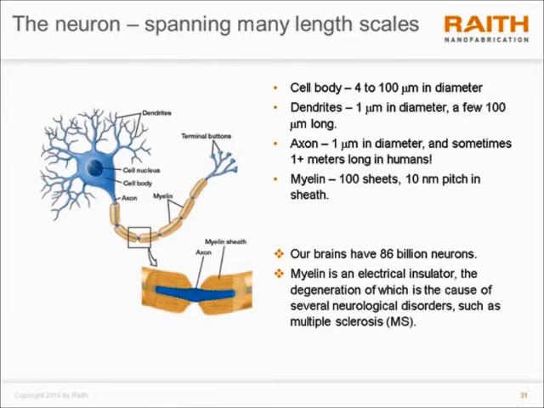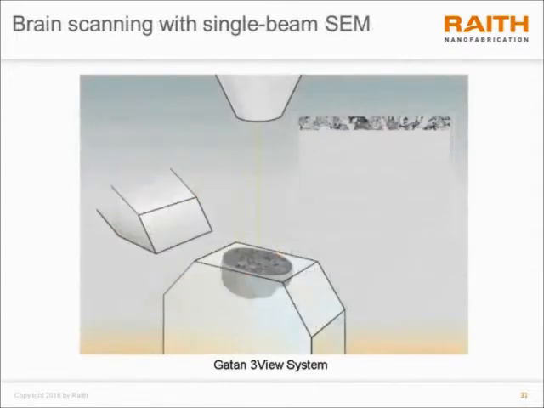So, the neuron spans many length scales. There are many neurons to map. And furthermore, the neurons are all intertwined and forming synapses with each other in 3 dimensions. And therefore, electron microscopy with 3D stitching is very important for mapping neuronal circuits.